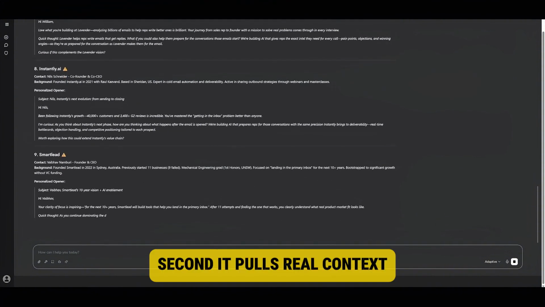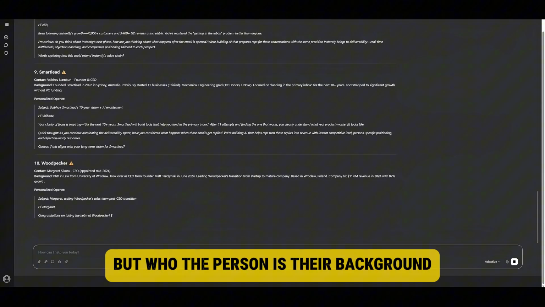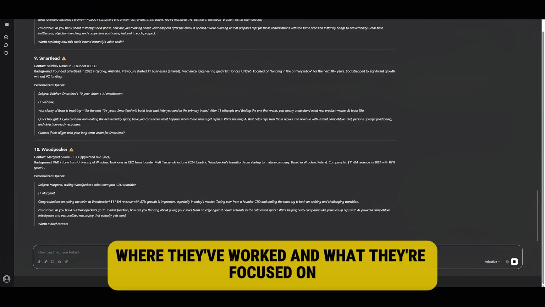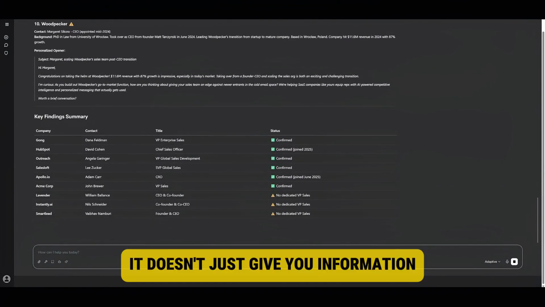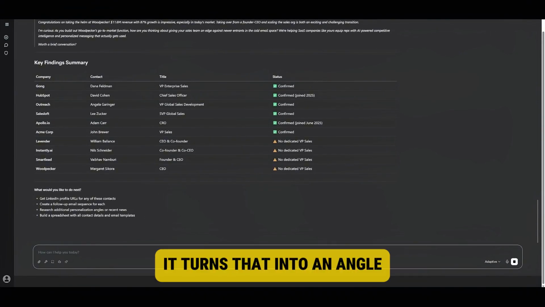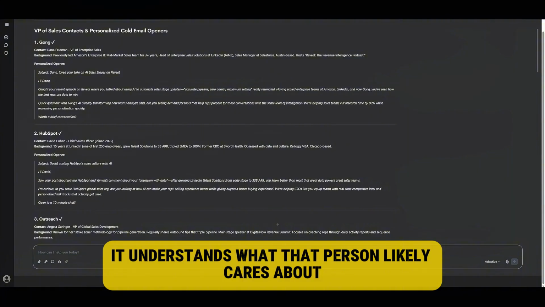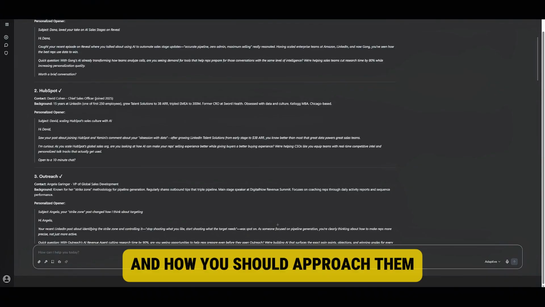Second, it pulls real context, not just what the company does, but who the person is, their background, where they've worked, and what they're focused on. And this is where it gets interesting. It doesn't just give you information, it turns that into an angle. It understands what that person likely cares about, what problems they're dealing with, and how you should approach them.